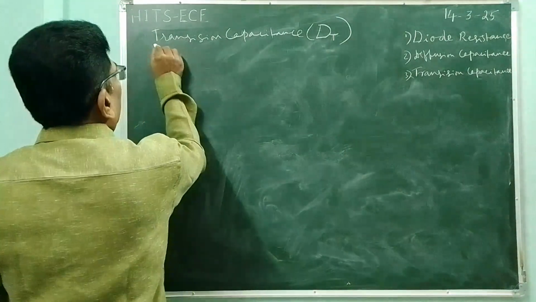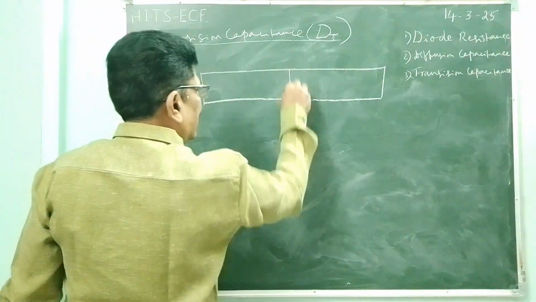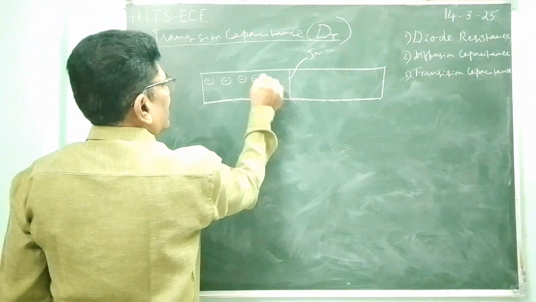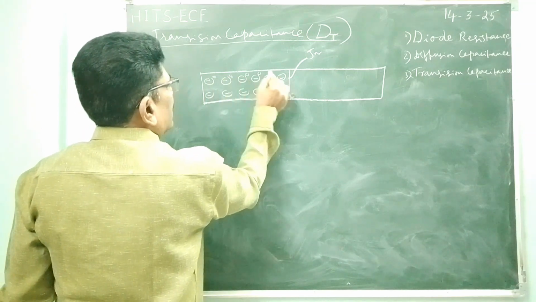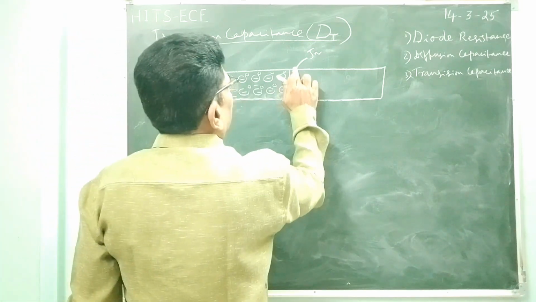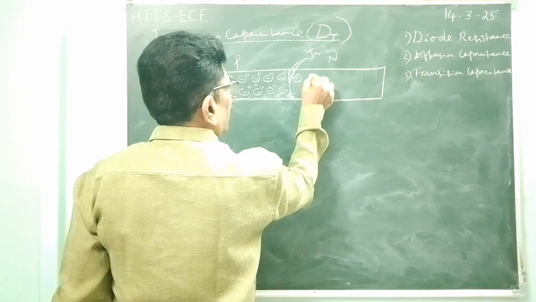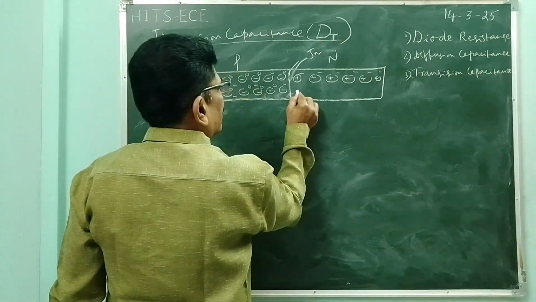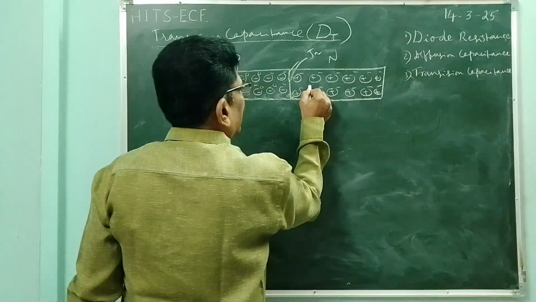So let us consider the PN junction diode now. This is the junction, and these are the negative ions in the P-type region with majority carriers holes. Each ion will have a hole, and minority carriers are electrons. In the N-type region we have positive ions with electrons. Majority carriers are electrons, each ion will have an electron, and minority carriers are holes.